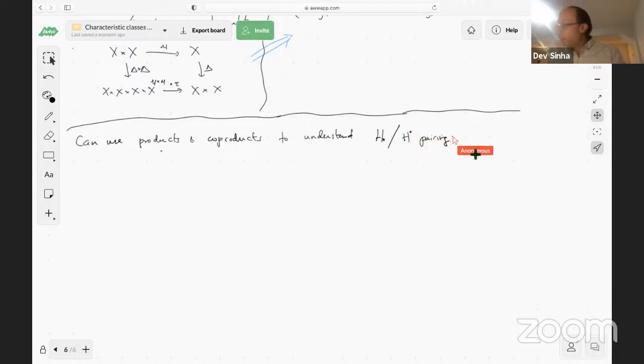So let's give an example. Let me skip right to the cohomology and homology of BU3. Obviously, these pairings are going to be 0 between components.